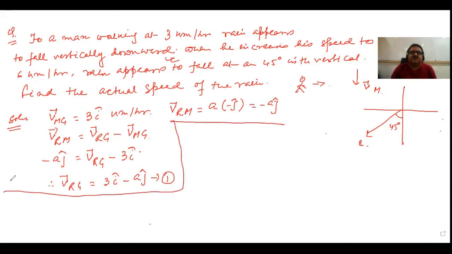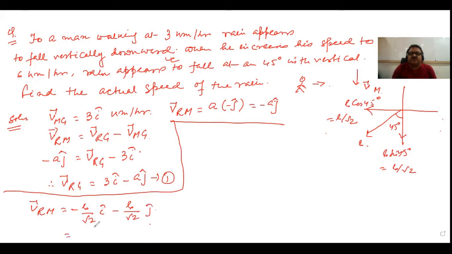Velocity of the rain with respect to the man in the second case has two different components, one around this and one around this. This would be b cos 45, that is b by root 2, and b sin 45, that is b by root 2. That means minus b by root 2 i cap minus b by root 2 j cap. You can take b by root 2 common, or keep it as it is. This is the velocity of the rain with respect to the man.